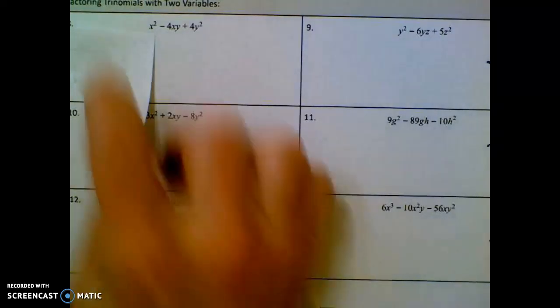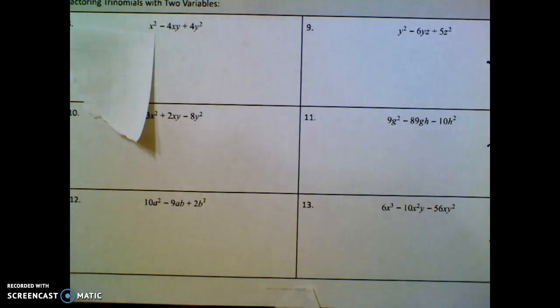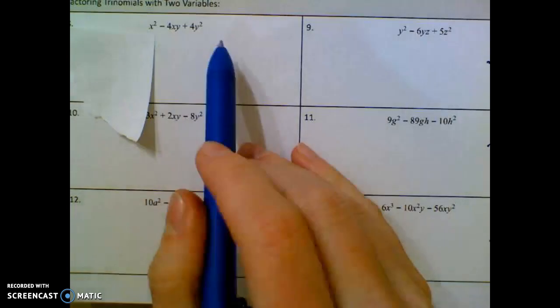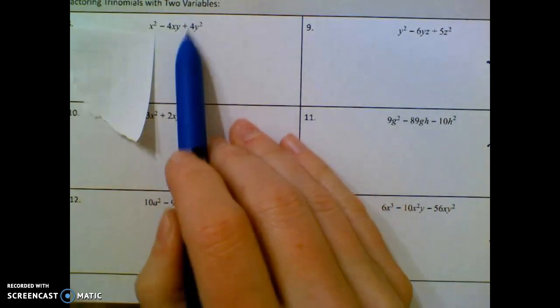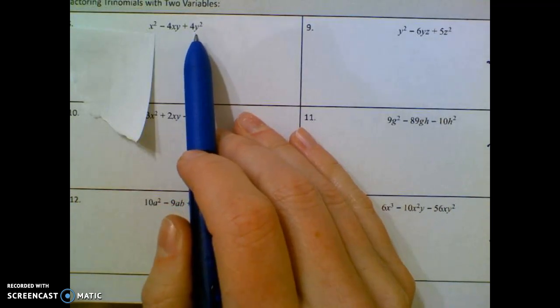All right, so we're going to talk about factoring trinomials with two variables. And this section looks really scary because it does have lots of variables in the problem. But this is regular old factoring with one step at the end. We're going to take into account this y squared on our c term at the very end.